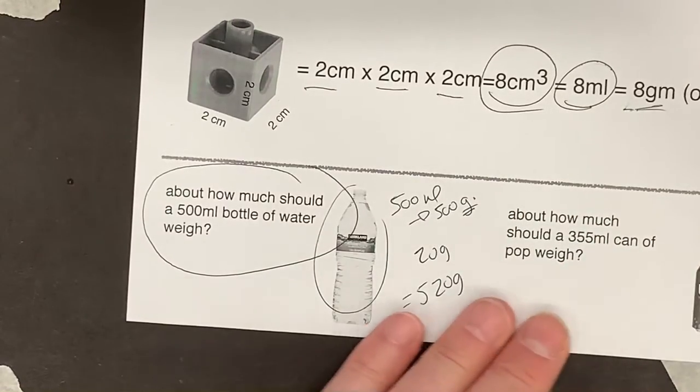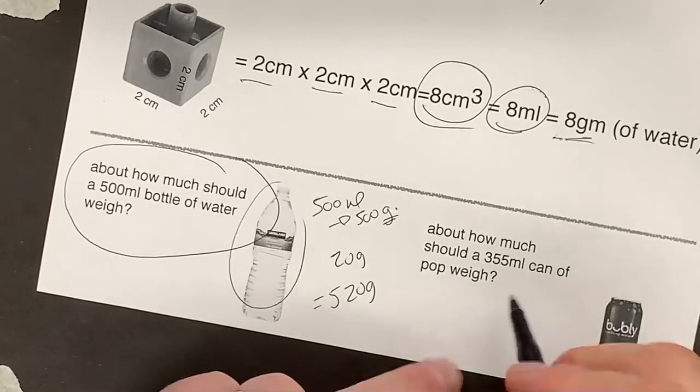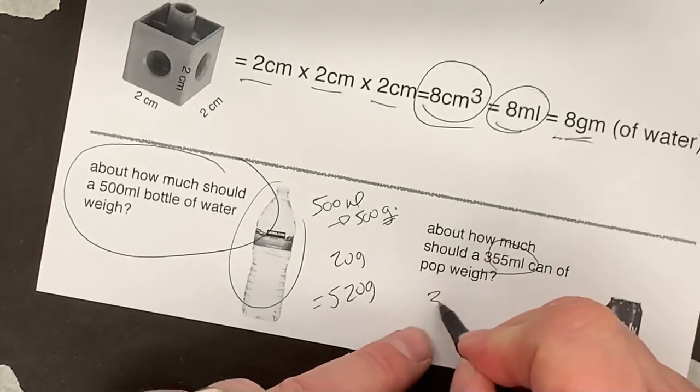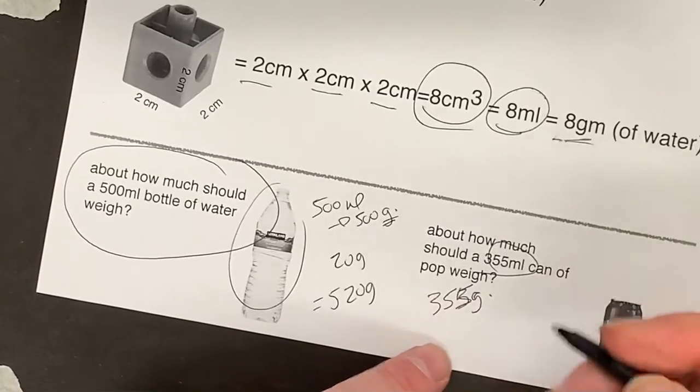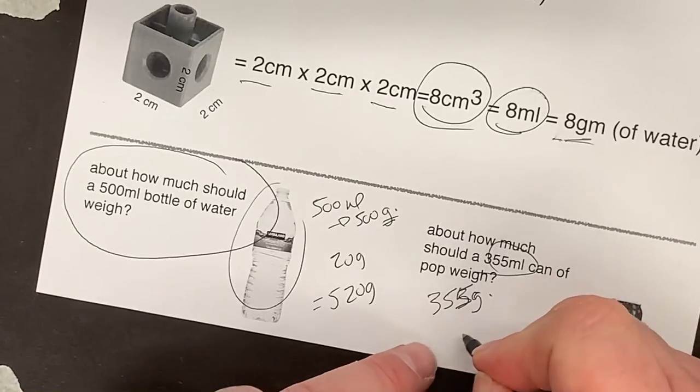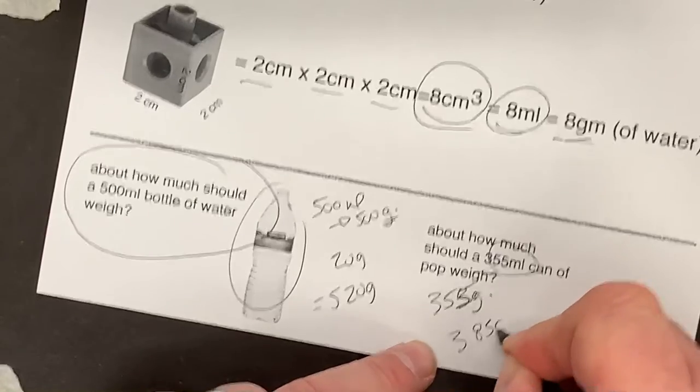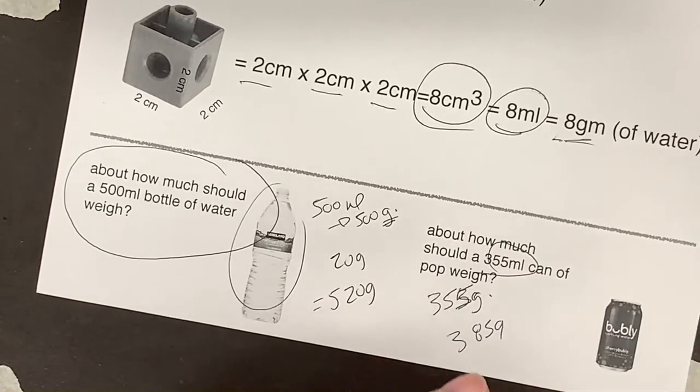In my can of bubbly, it is 355 milliliters. So that should be 355 grams plus the can. I don't know, let's say 30 for the can. So 385 maybe for the can. And that's pretty well it.